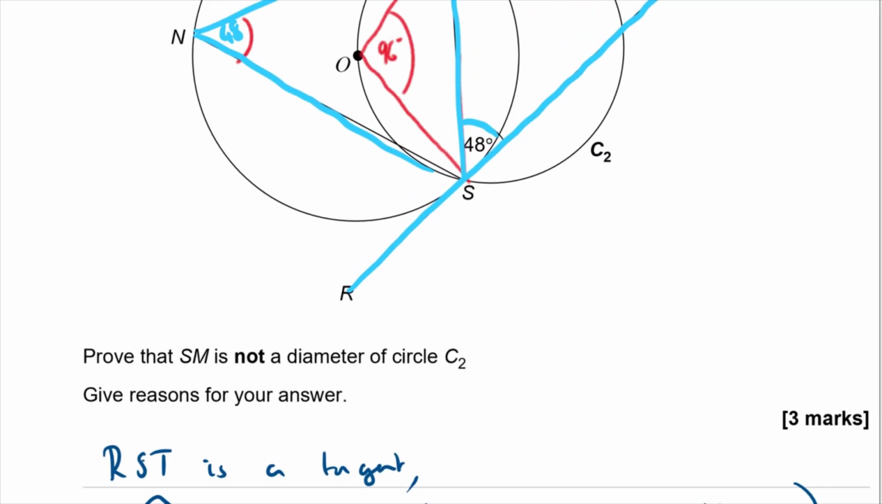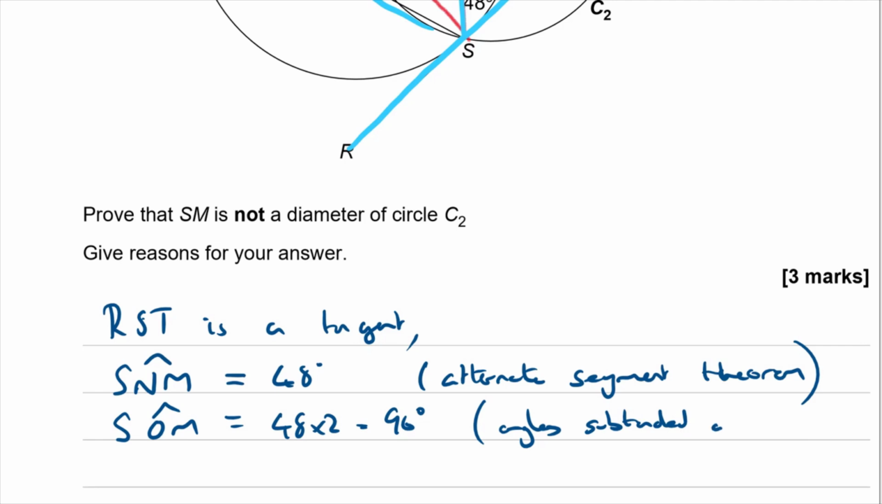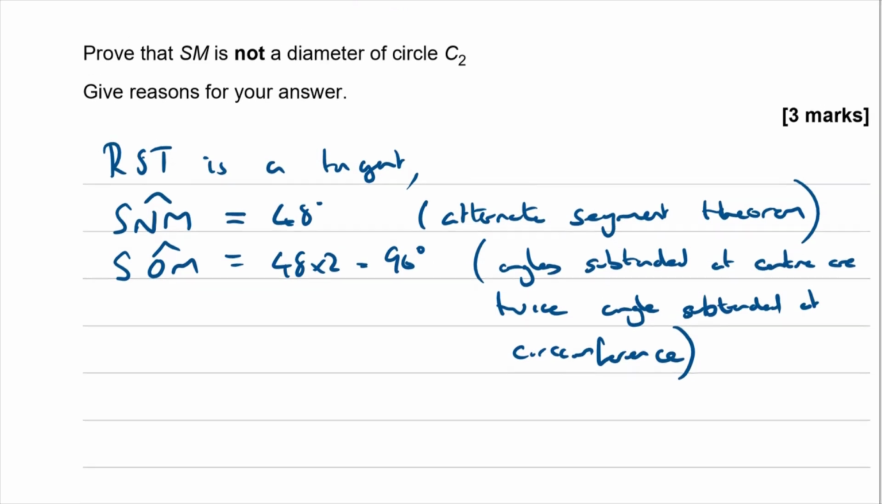which means then the angle at the center, SOM, is twice that. It's going to be 48 times 2, which is 96 degrees, and that is because angle subtended at center is twice angle subtended at circumference. So you have to learn these rules really, so you can write them down like this.